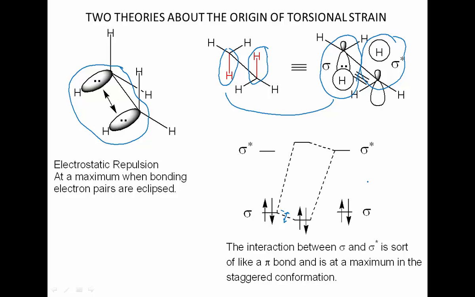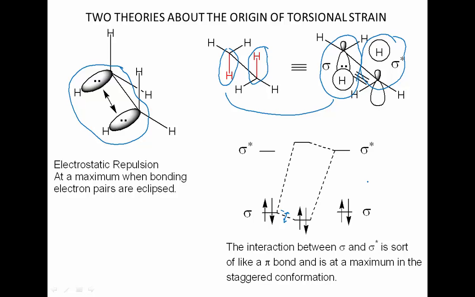But only staggered can have this stabilization because only here do you see the perfect overlap of sigma and sigma star. So this is largely considered the more accepted explanation. It's not what's bad about eclipsed, but what's good about staggered.